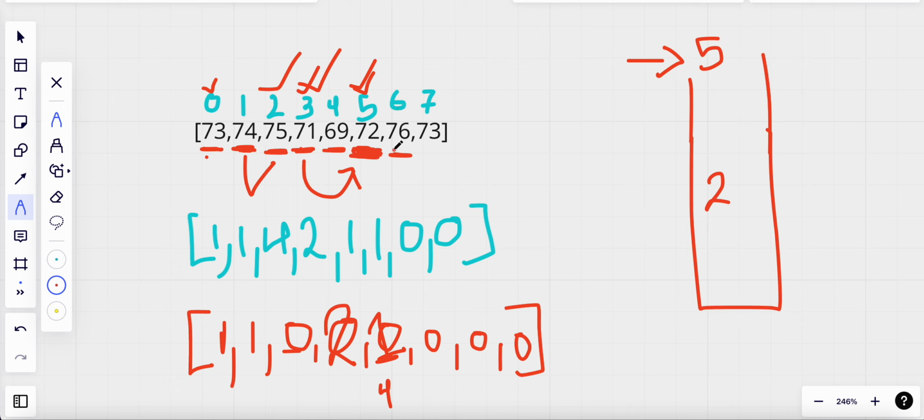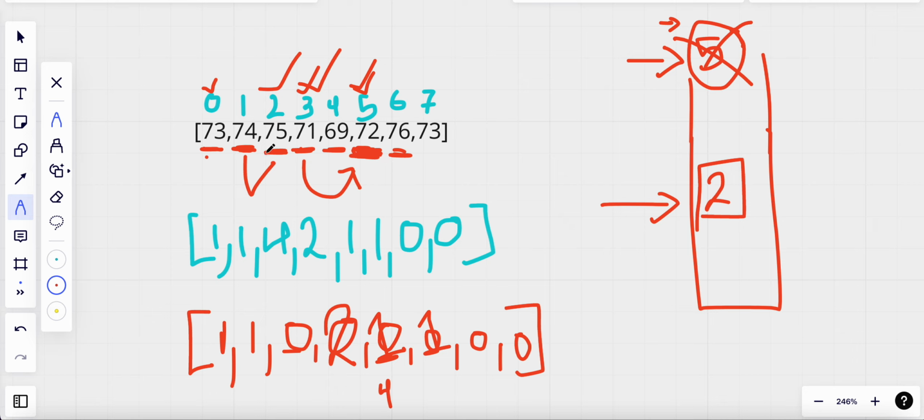And 76 is greater than the value at index 5, right? So we update the value at index 5, because we found a warmer temperature for this temperature at index 5. So this is at index 5, so we put a value on. And now again, since we pop this out, the next top element in this stack is at index 2.